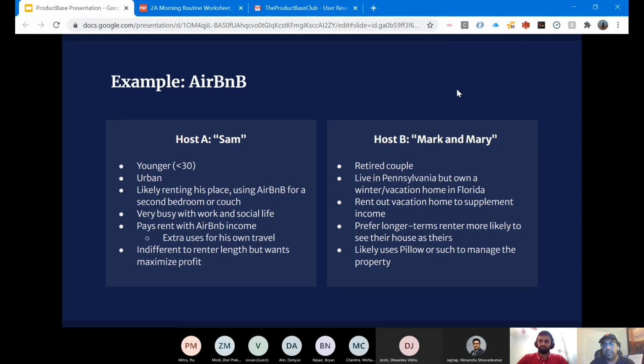This is their income, right? This is their supplement income. So it is extremely more critical for them to have long-term renters as opposed to short-term renters. And they need additional tools for forecast management. They need additional tools for property management, for cleaners. So their needs are very different from the needs of Sam. And if I was a PM on Airbnb, I need to do both of these things. I have to be able to solve for the Sams of the world. I also need to be able to solve for the Mark and the Marys of the world.